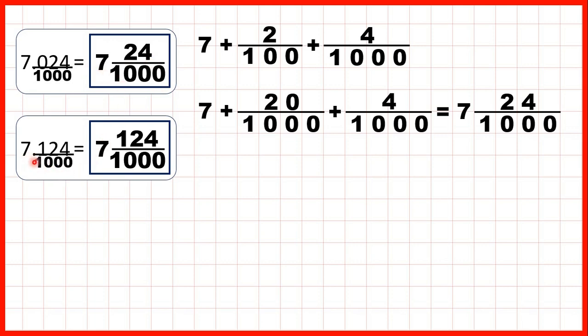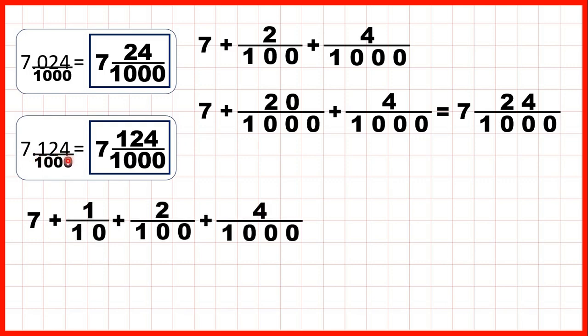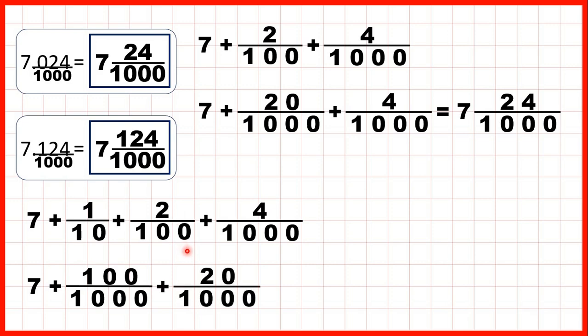Then we had 7.124. So again, let's think about the place values. We have 7 ones, 1 tenth, 2 hundredths, and 4 thousandths. So the 7 can stay the same, but 1 tenth is equivalent to 100 thousandths. That's because 10 times 100 is 1,000 and 1 times 100 is 100.